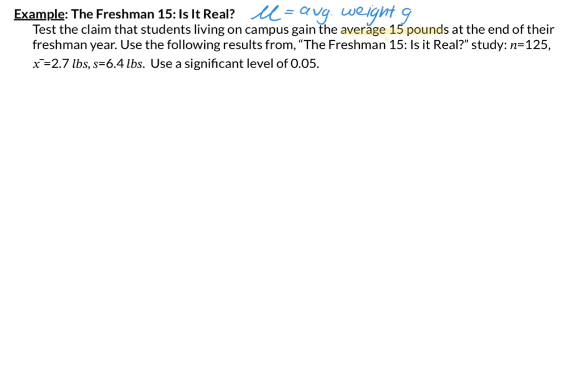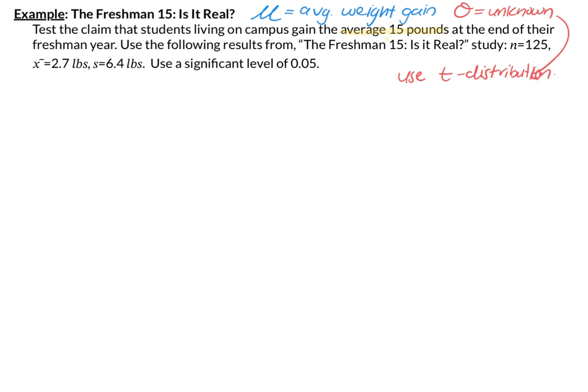And then the next thing that you want to ask yourself is, do you know the population standard deviation or not? So in this problem, notice that the population standard deviation sigma is not given to us. So this is an unknown value. Anytime you're testing a claim about a mean value mu and sigma, or the population standard deviation, is unknown, you are always going to use the t-distribution, which means that we're going to use a t-test.